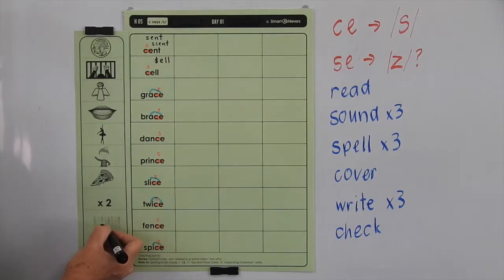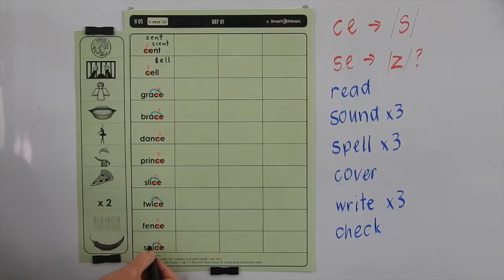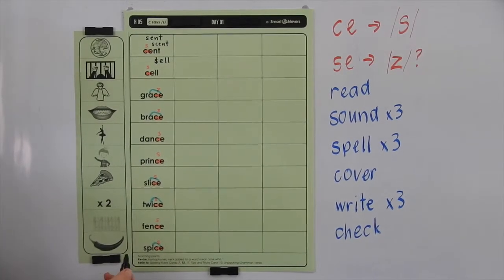Fence is something you put around your property to, perhaps if you're on a farm, it keeps the animals in or out of an area, and some people put it around their house to keep their pets inside their yard or to keep people out of their yard. Spice might be a chili or some flavour that you add to food to make it taste even better.